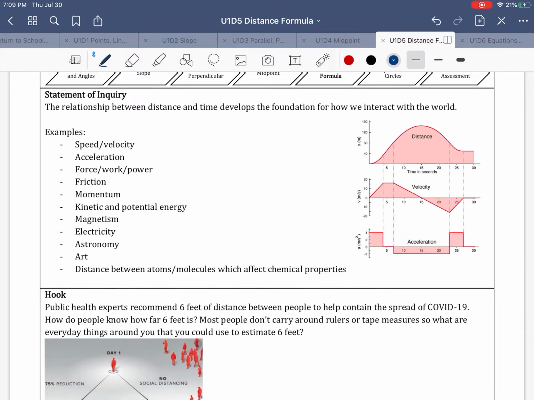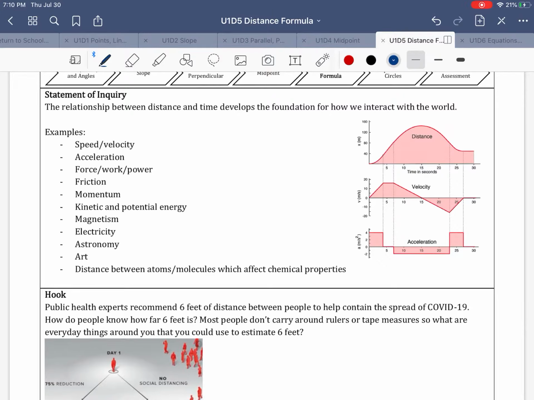Similarly, force, work, and power are all physics concepts that you guys have an intuition about, right? If you push a wall versus if you pick up a chair or you carry your backpack, those all require force and work and power to interact. Another example is friction, right? If you are ice skating versus if you're using sandpaper to sand down a table or a chair, the concept of friction has to do with distance, right? And this coefficient of friction.